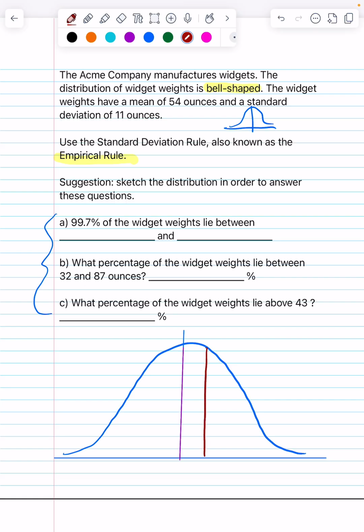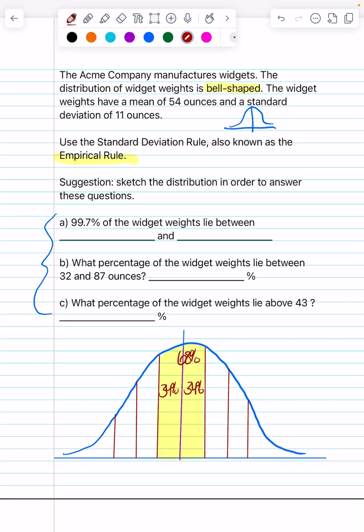So 1, 2, 3. And then 1, 2, 3 on the other side. I like to shade mine in. It's optional. So the center 2 is 68%. So I'm going to shade that in and label it 68%, or there's 34% on this side and 34% on this side.